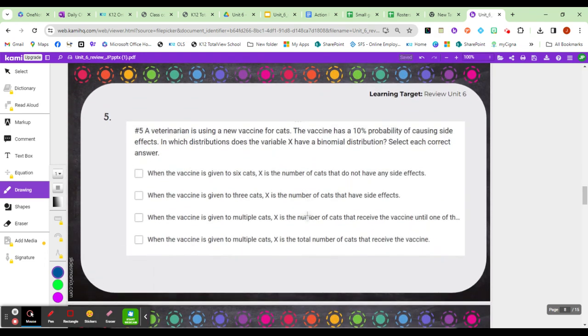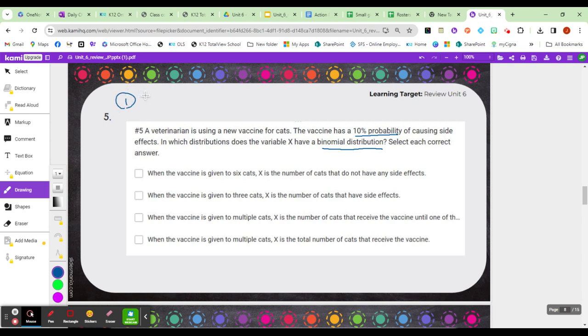Number 5, a veterinarian is using a new vaccine for cats. The vaccine has a 10% probability of causing side effects. Everything causes side effects these days. In which distributions does X have a binomial distribution? Select each that occurs. So let me talk about this.